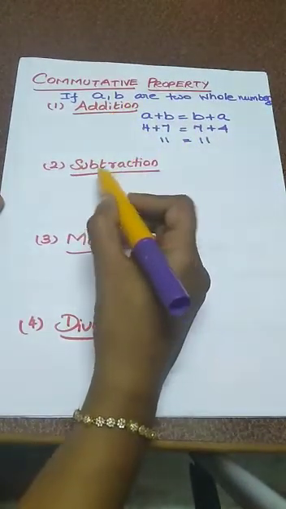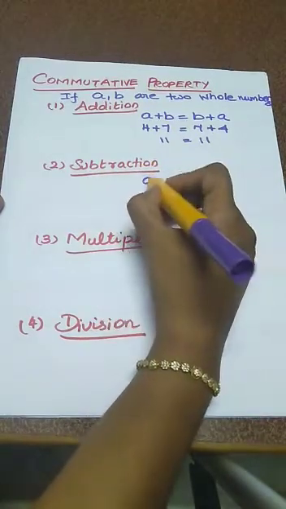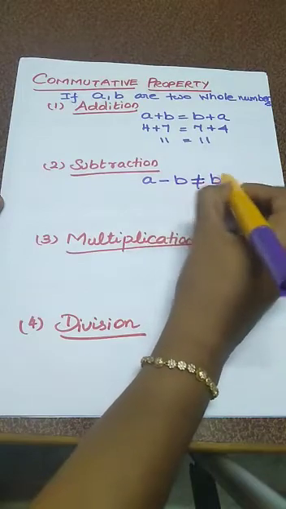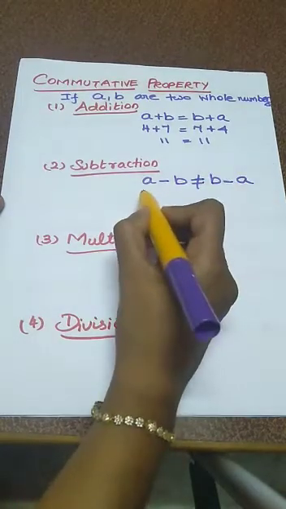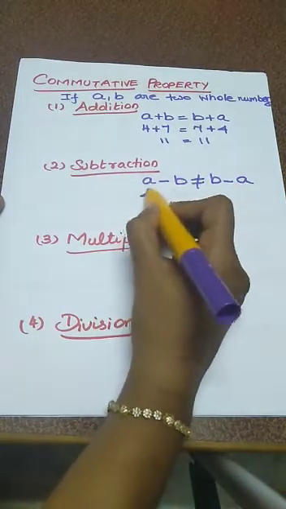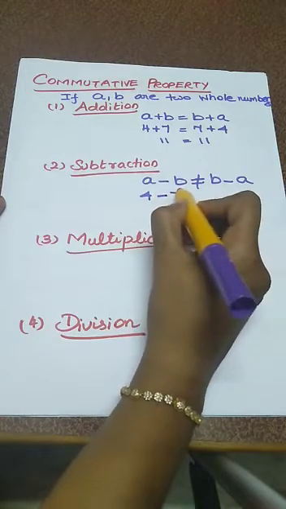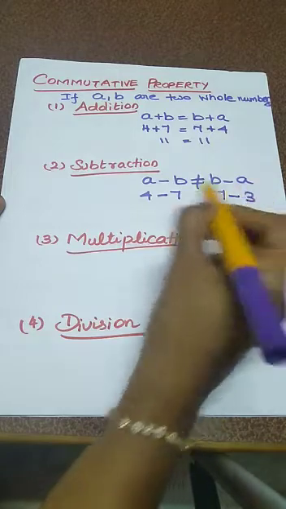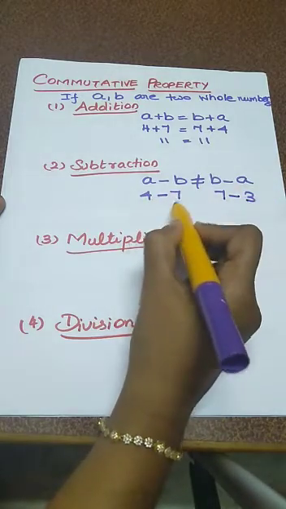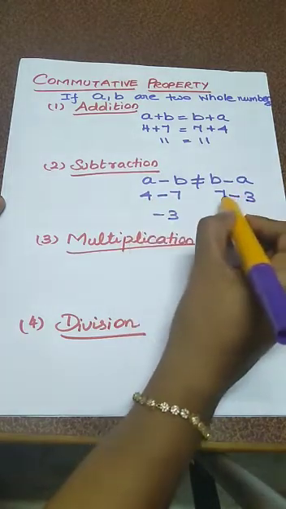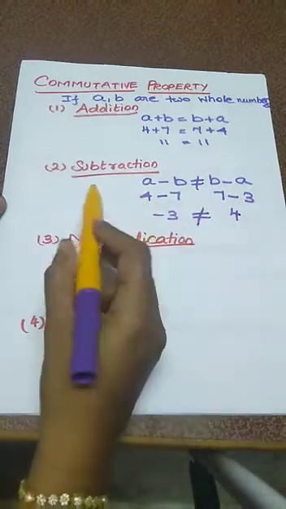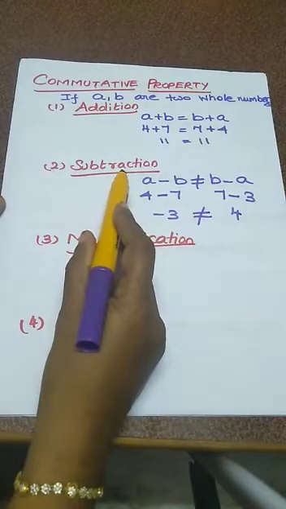Next one, subtraction. Here we have to take two whole numbers. A minus B is not equal to B minus A. Take the same example, 4 minus 7. Again in the RHS, you apply the same condition, 7 minus 4. What is the answer? 4 minus 7, that is minus 3. What is the answer? 7 minus 4, that is 3. It is not equal, no. So the commutative property is not true in subtraction.